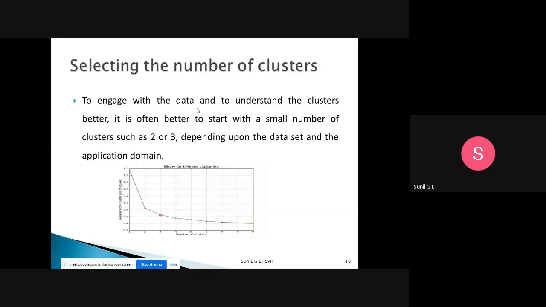To engage with the data points and to understand the clusters better, it is often better to start with a small number of clusters such as 2 or 3. So you can start with a small number of clusters depending upon the data sets and the application domain. These two things are the criteria to select the number of clusters.